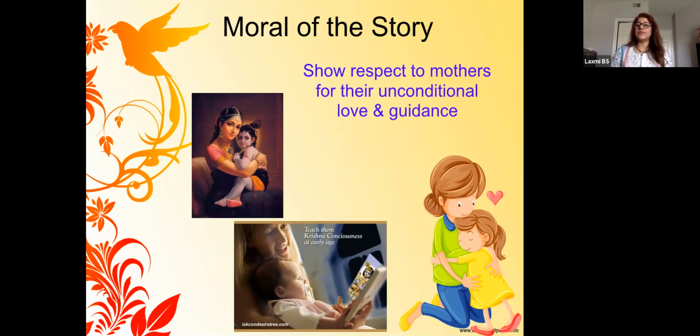I know we all do it, right? You kids all do it. You love your mother. You give them a lot of respect. But yes, we always have to do that and keep getting their blessings.